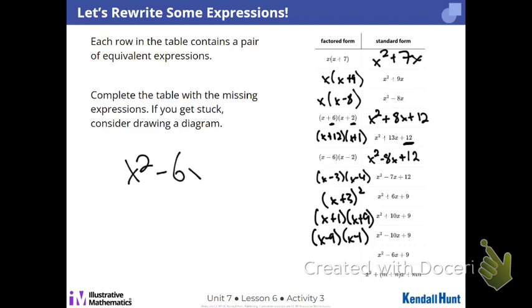JP, we got x squared minus 6x plus 9. What do you have? X minus 3 squared. X minus 3 times x minus 3. Negative 3x plus negative 3x is negative 6x. Negative 3 times negative 3 is 9.